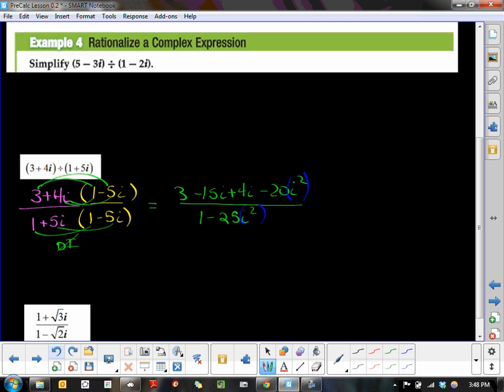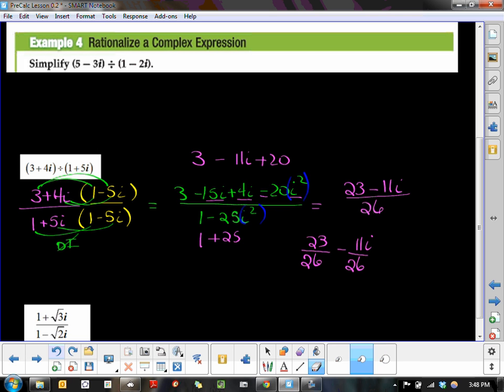So on the top, I'm going to write it up above, 3, and it's going to be a negative 11i, and then this is going to end up being a negative 1 times a negative 20, or plus 20, and this is going to be a 1, then a negative 25 times a negative 1 is plus 25. So we're going to collect our like terms on the top. We're going to have 23 minus 11i all over 26. Make sure you put it in complete standard form, so it's going to be 23 over 26 minus 11 over 26 i. And I actually don't want to write the i up there inside that fraction. I want it off to the side. 11 over 26 i.